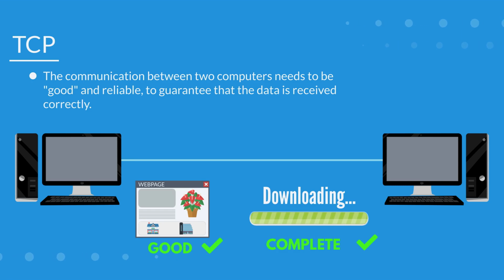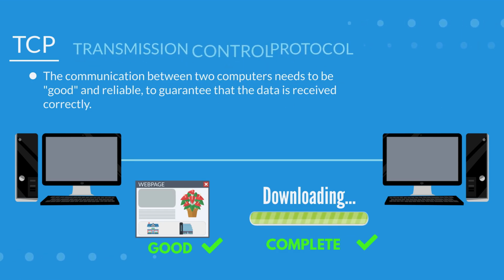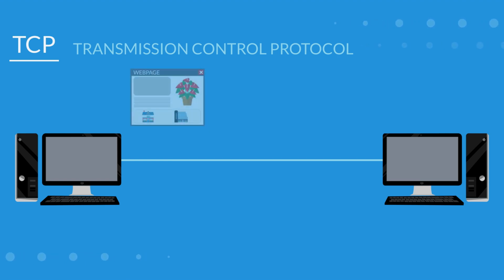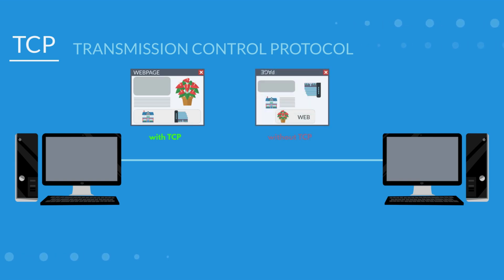So this is where TCP comes in. TCP stands for Transmission Control Protocol, and this is one of the main protocols used in a TCP/IP network. And TCP is what is used to guarantee that all the data is received and in order. Because without TCP, some of the data could be missing or out of order.